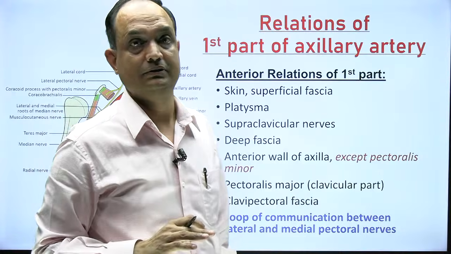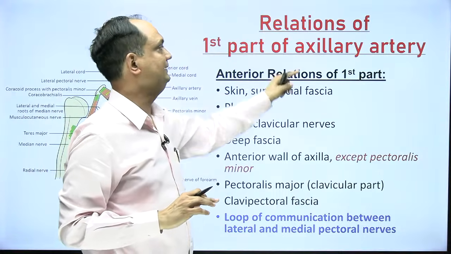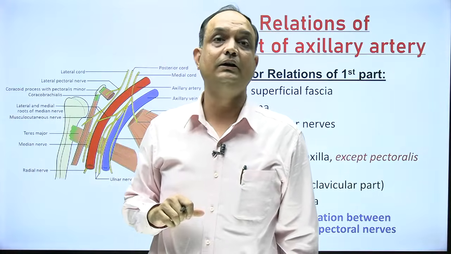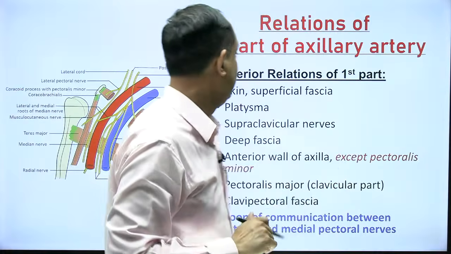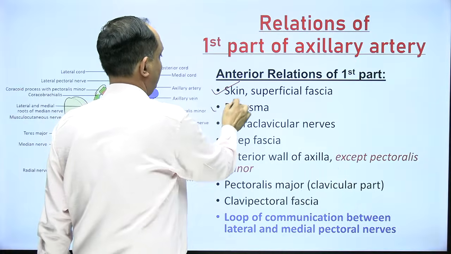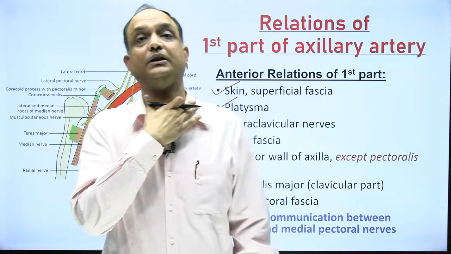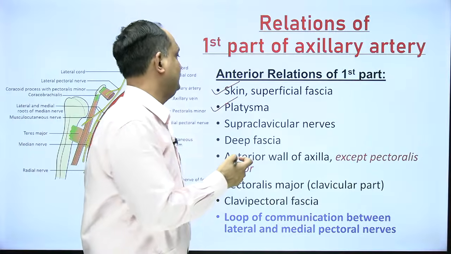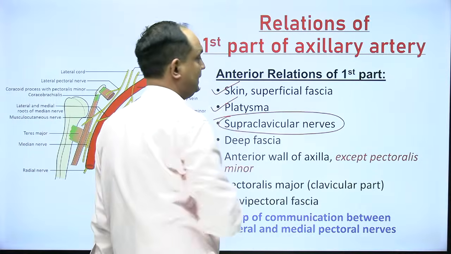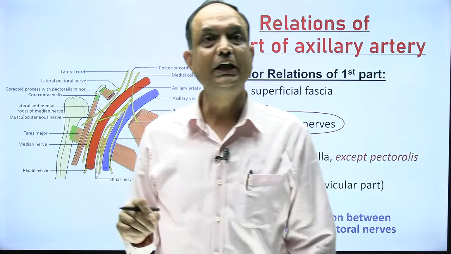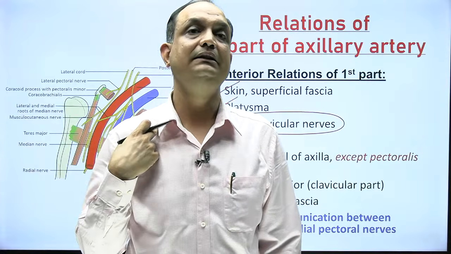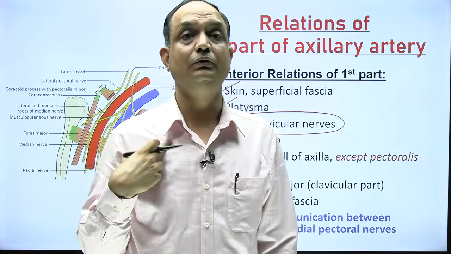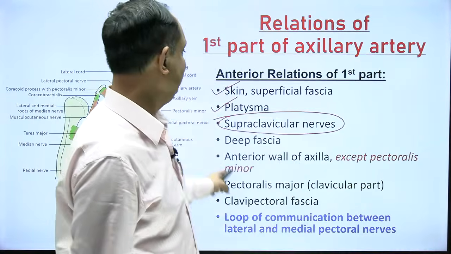Clear? Now theoretically, if you see the relations of the first part of axillary artery: the first part of axillary artery means the artery above the pectoralis minor. So you will have skin, superficial fascia, platysma. Now these are some superficial relations here. This is the skin, below the skin you will have superficial fascia. Now you will have supraclavicular nerves. Supraclavicular nerves are the cutaneous nerves which supply this area of skin, with the C3, C4 root value. Clear? So that is the supraclavicular.